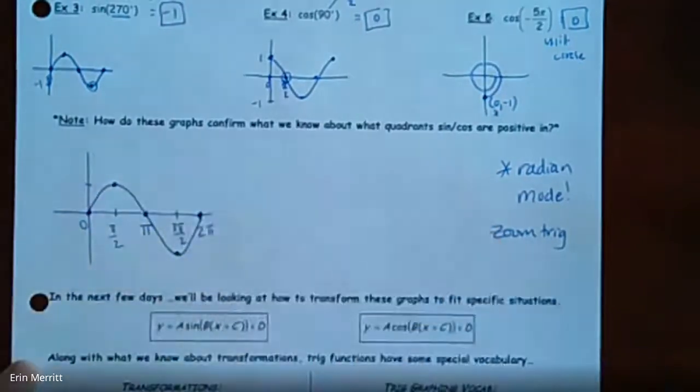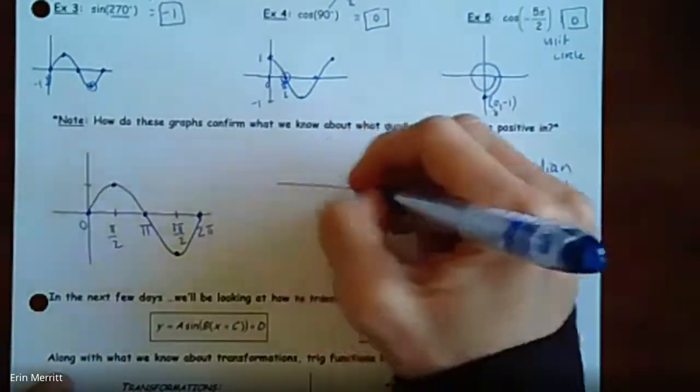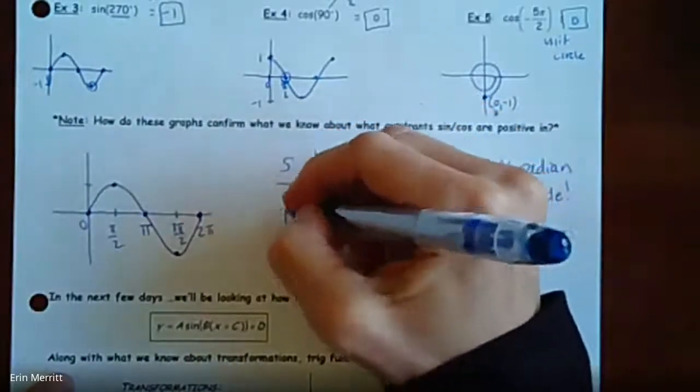Look at that beautiful curve. All right. When it says, how does it confirm where they're positive or negative? Well, that goes back to the whole ASTC.